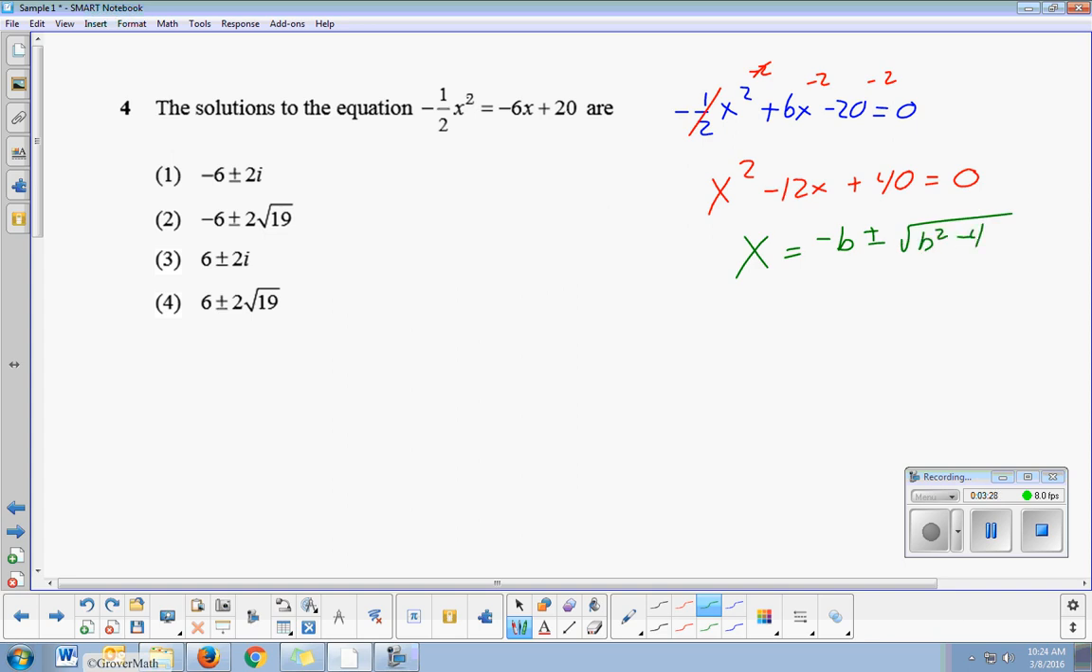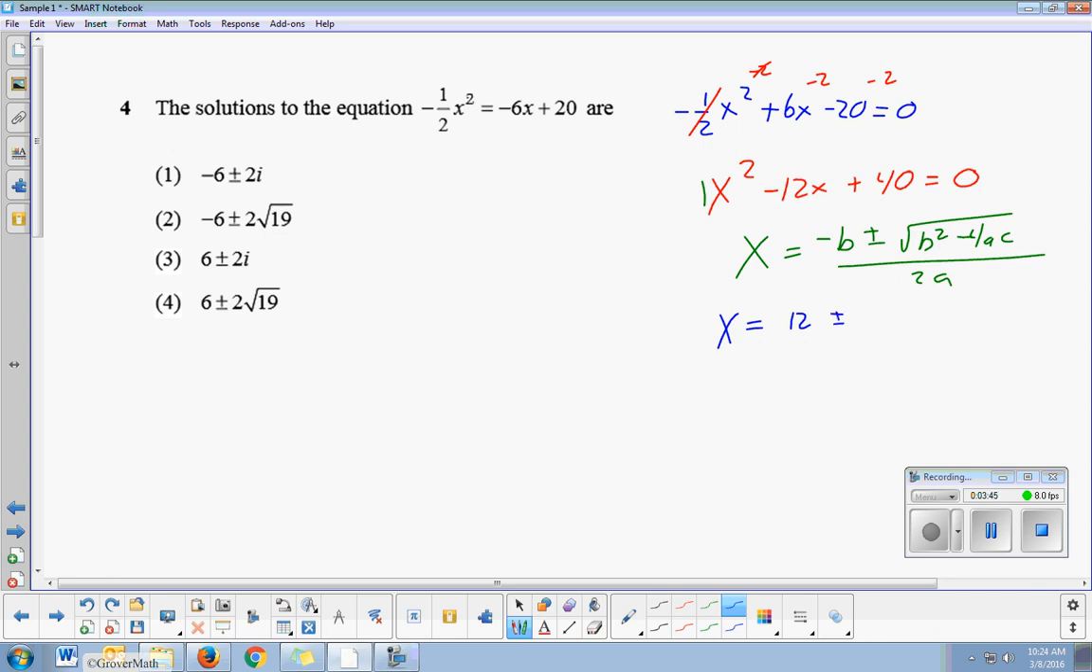Negative b plus or minus the square root of b squared minus 4ac, and that is all over 2a. So a is 1, the coefficient of x squared, b is negative 12, and c is 40. So if we substitute this in here, let's see what happens. So negative b would be positive 12, right, because it's negating that.